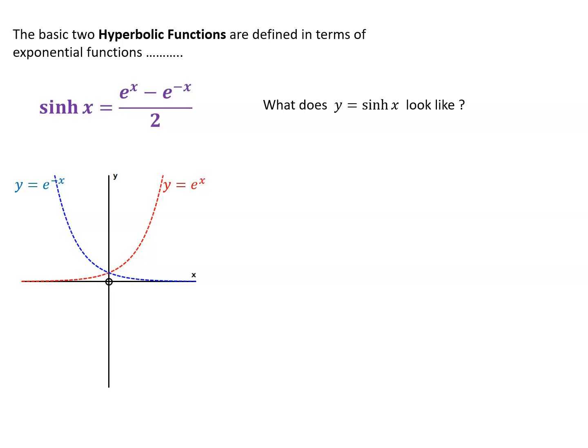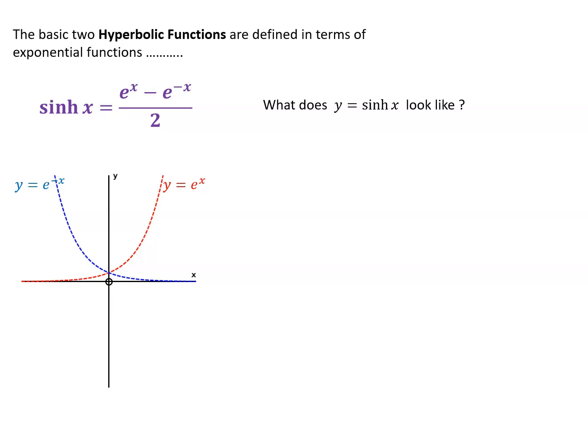When x is nothing, sinh x is going to be 1 take away 1 divided by 2. In other words, sinh x is going to be 0. If x is a large positive value, then e to the minus x is going to be pretty well insignificant. It's very close to 0. So sinh x is going to be very close to a half e to the x.